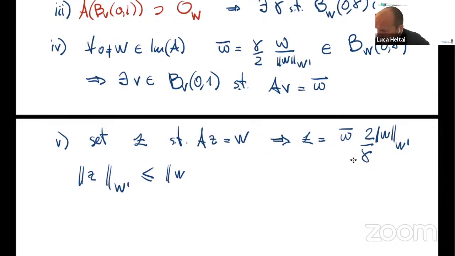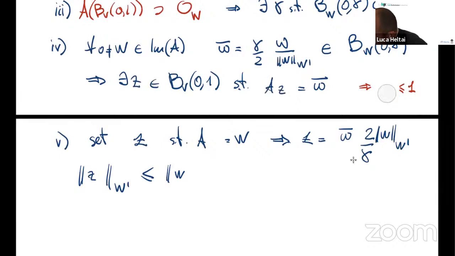Okay, so V is in BV01 such that AV is equal omega bar. And so we know in particular from this that the norm of V is smaller or equal than one. And what we want to show is in reality that, so this is the point here. I should not have called that V. So let's call this Z. There's this Z in BV01, such that AZ is equal to W1.